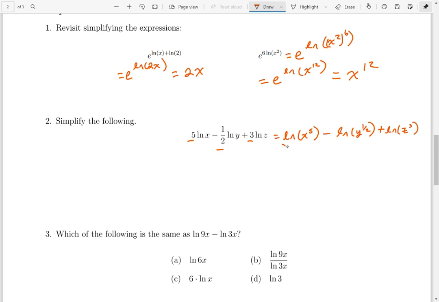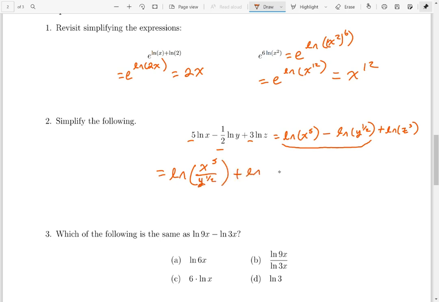Then at this point, notice that I have the natural log of x to the fifth minus the natural log of y to the 1/2, which means that we have the natural log quotient rule, but backwards. And so you can combine this subtraction as a quotient inside the natural log. That's the natural log of x to the fifth divided by y to the 1/2.